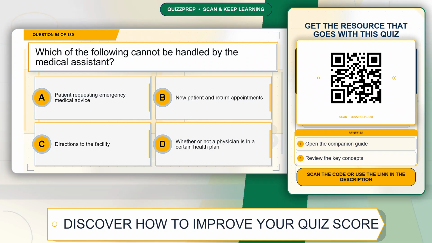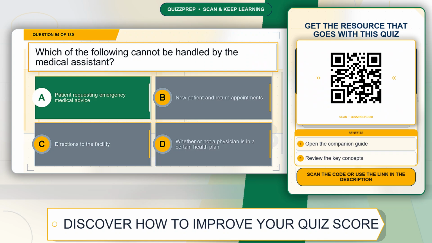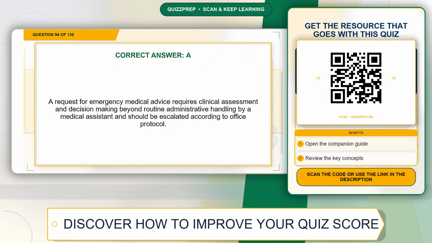Question 94. Which of the following cannot be handled by the medical assistant? Option A, patient requesting emergency medical advice. Option B, new patient and return appointments. Option C, directions to the facility. Option D, whether or not a physician is in a certain health plan. The correct answer is option A, patient requesting emergency medical advice. Explanation. A request for emergency medical advice requires clinical assessment and decision-making beyond routine administrative handling by a medical assistant and should be escalated according to office protocol.